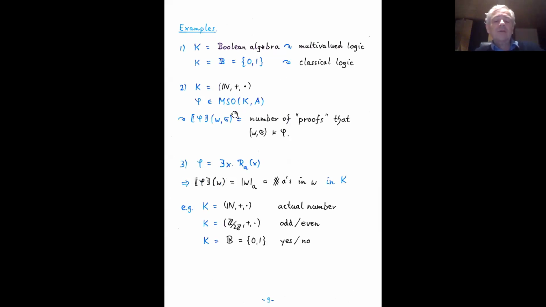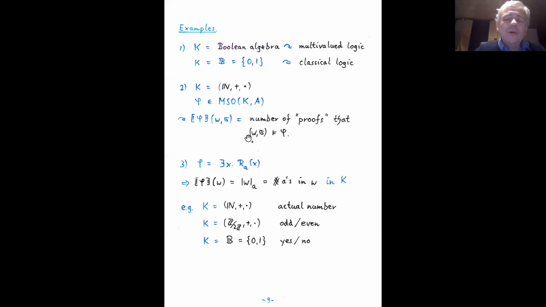If phi is an MSO formula, then the semantics is the number of proofs that W satisfies phi. So the semantics is the number of reasons why phi is true. This is what I wanted to have as a goal. The number of reasons. How often is phi true? And here in an even more exact setting, how many proofs do I have? Now, proofs is not given in a proof theoretic setting. So I don't give the axioms and the rules and so on. So this has to be interpreted a little bit intuitively.